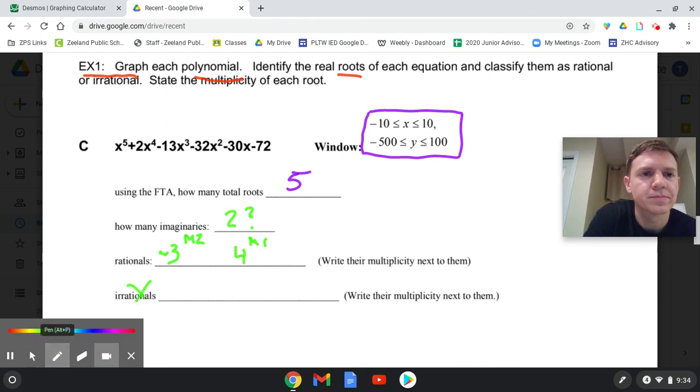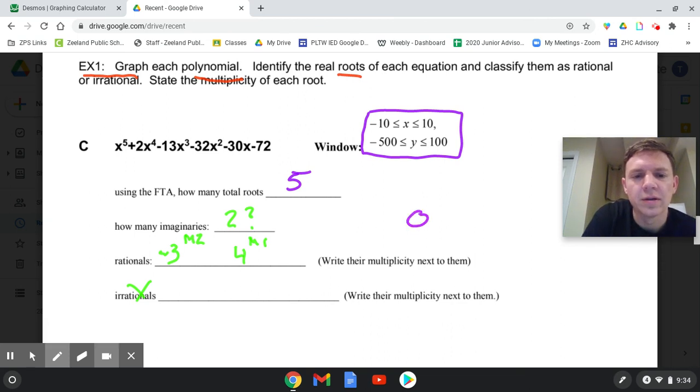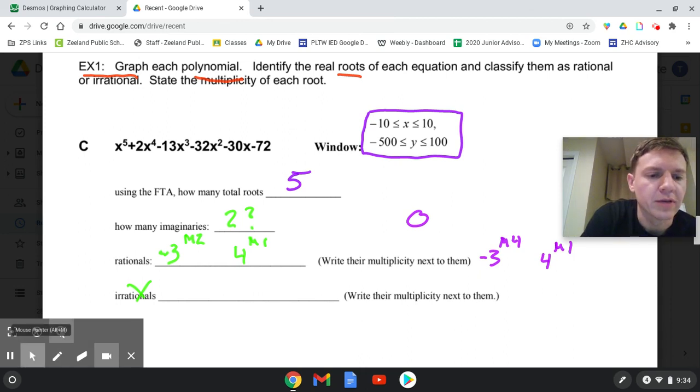Or, I was writing in purple. Or, okay, we had 0 imaginary numbers. We had -3 as a rational root with a multiplicity of 4, and 4 as a rational root with a multiplicity of 1. Okay, so we kind of have 2 options there. We have the green options where, okay, 2 imaginaries, 3 rationals, or we have the purple option where there was 0 imaginaries and 5 rationals. Okay, we'll learn more about that in future sections.